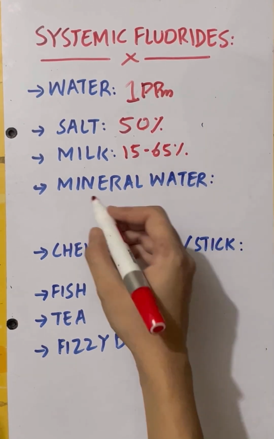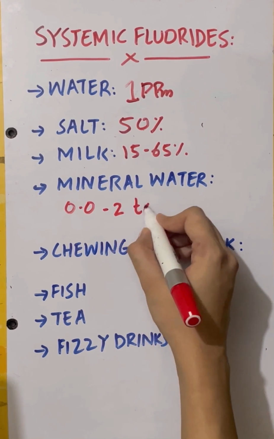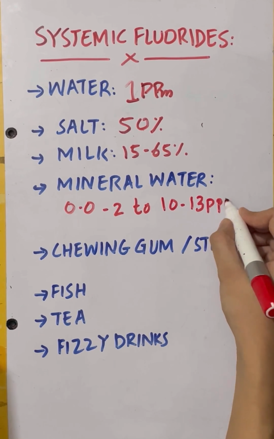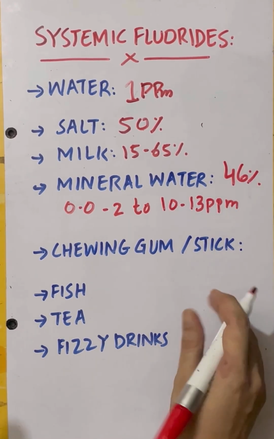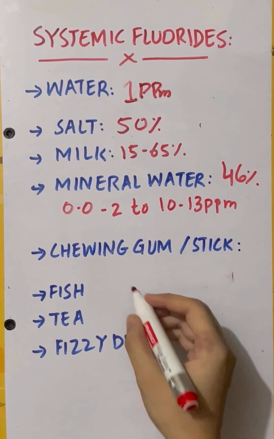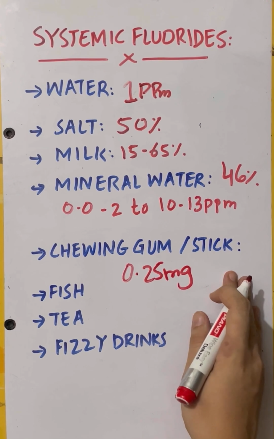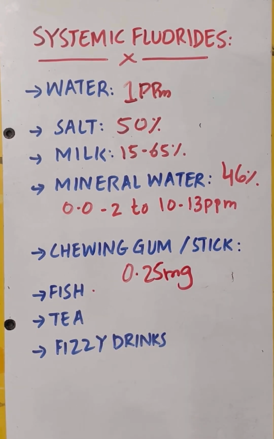Mineral water contains 0.0 to 2, to 10 to 13 ppm of fluoride. It means they decrease 46% of the caries rate. Chewing gum has 0.25 mg fluoride present per stick, and other types are fish, tea and fizzy drinks.